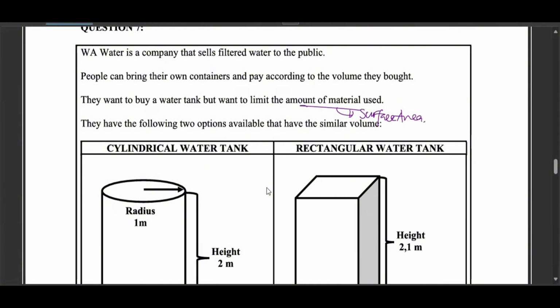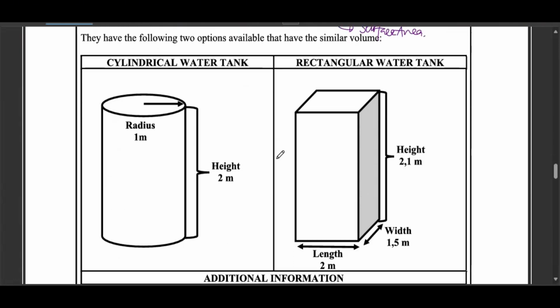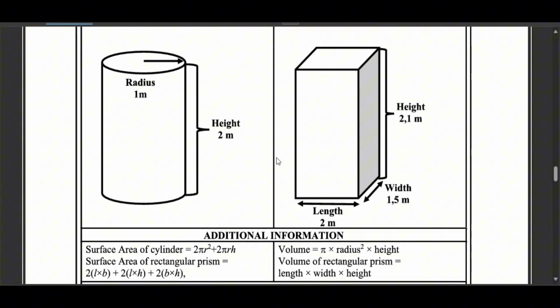Anyway, they're saying they have the following 2 options available that have a similar volume. One side, we have the cylindrical tank, then the other side we have a rectangular tank. You understand? That's it. Then before you continue, ask yourself, what do you have? Oh, they say this is a radius, so I don't need to look for the radius, it's already given. So this is the height. Another thing, look at the units. Are they the same units? Yes, well and good. This is good to go.